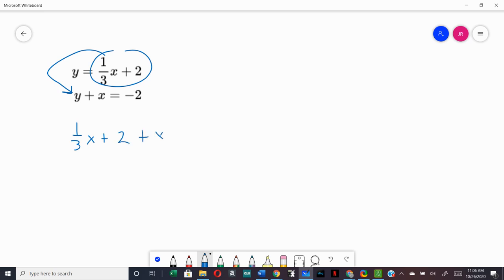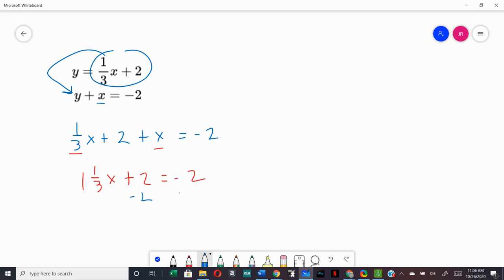And we have that plus x that we're already there equals -2. So now from here, we're just going to combine like terms. So I'm going to combine my 1/3 x and my x to get 1 and 1/3 x. Not real difficult there. Plus 2 equals -2. We're going to isolate x now.